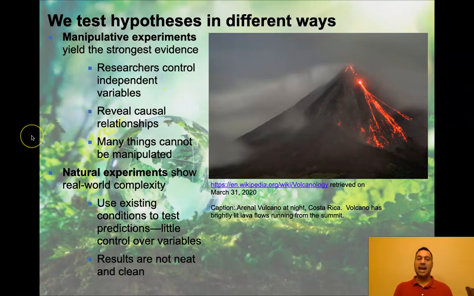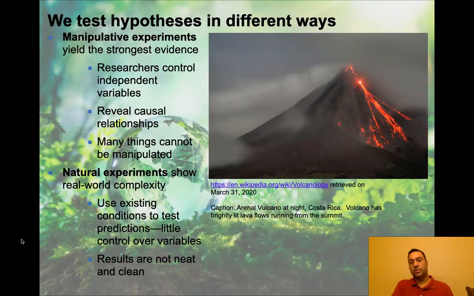Many things, however, cannot be manipulated. So that's when we usually do natural experiments. A classic example, something that cannot be manipulated easily, sometimes not at all, is something like a volcano. This is a volcano in Costa Rica at nighttime. You can see the lava flows flowing down from the summit. You wouldn't want to get near this thing. It would probably kill you if you tried. So in this case, you use existing conditions to test the predictions, little control over the variables, and the results are not neat and clean.